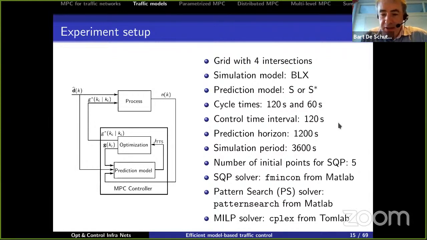And we are going to consider several optimization methods. The first one is a standard method for nonlinear, non-convex optimization problems called SQP, sequential quadratic programming. And we do it with a multi-start approach. So typically, if you have a nonlinear, non-convex optimization problem, then you need a multi-start approach to find a good approximation of the optimum. So we use 5 initial points. And we also use pattern search, that's a gradient-free solver. And finally, we use the MILP solver, and there we use CPLEX, which is a well-known solver.